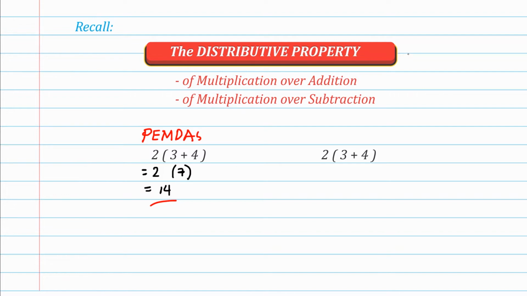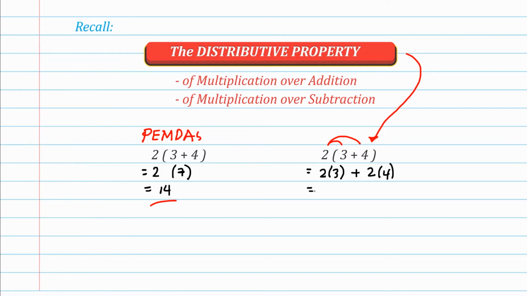Now, what is the distributive property telling us? This distributive property is telling us that if we have the same problem, instead of using PEMDAS, you can distribute 2. Meaning, multiply mo muna, then add, then multiply 2 times 4. Let's try and do that. So, 2 times 3, yan ang sinasabi sa atin ng distributive property. Then copy, plus 2 times 4.